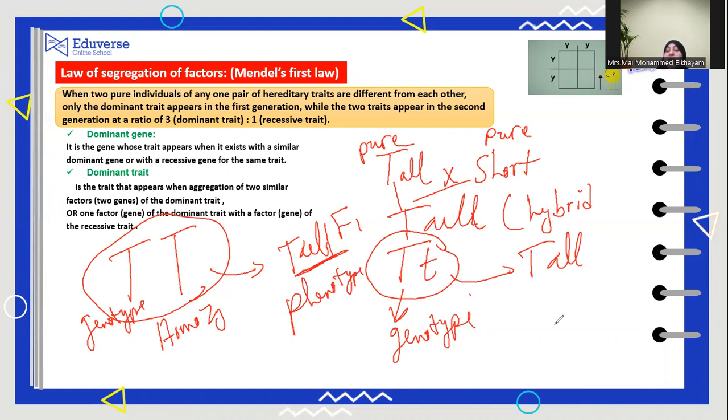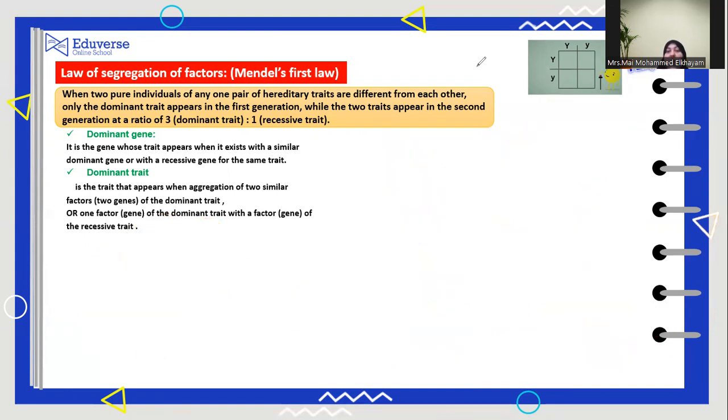Okay, so if I have T small, it is the short one. So T small is the genotype. They are homozygous also, while short stem is the phenotype. How can you see them? Okay, the physical property that you can describe.